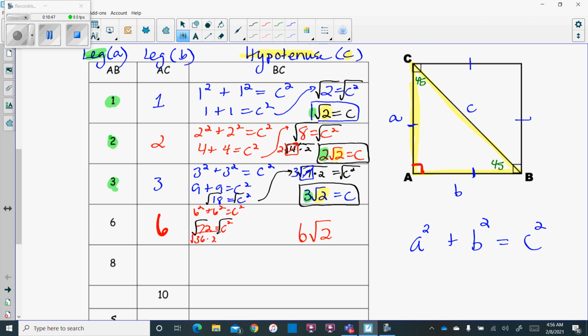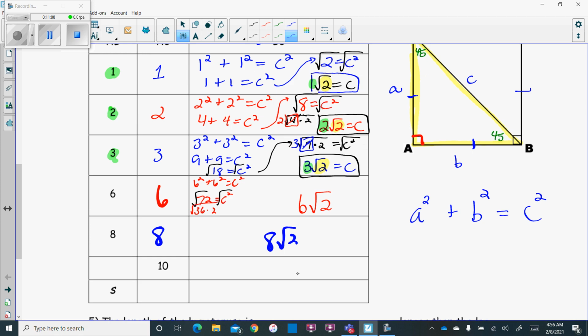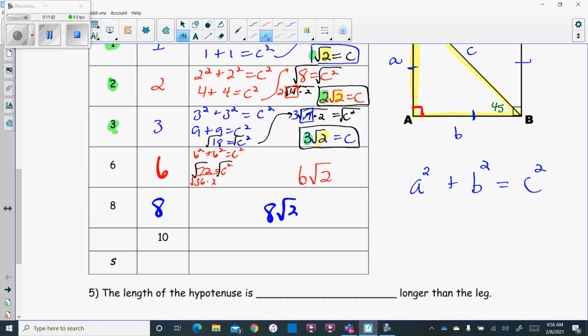Which I know 36 is a perfect square, which is why we have 6 root 2. So think about that. If my leg is 8, then the other leg is 8. Hypotenuse would be 8 root 2. If one is 10, then the other one's 10. Then this would be 10 root 2.